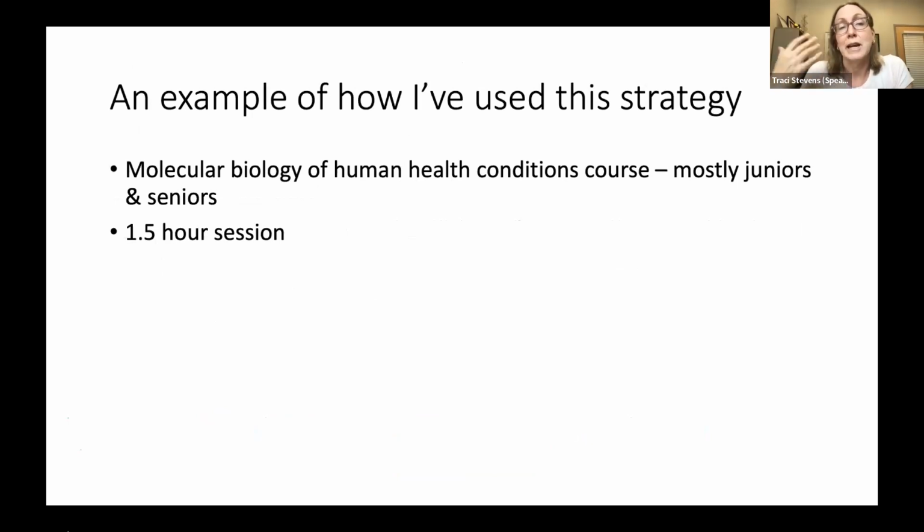Okay, like I said, I wanted to share with you a specific example of how I've used this strategy. So I'm going to talk about a paper that I used in an upper level class based on molecular biology of human health conditions. And what I'm going to talk about today, I've done in a 90-minute session, more or less. Sometimes I run out of time.